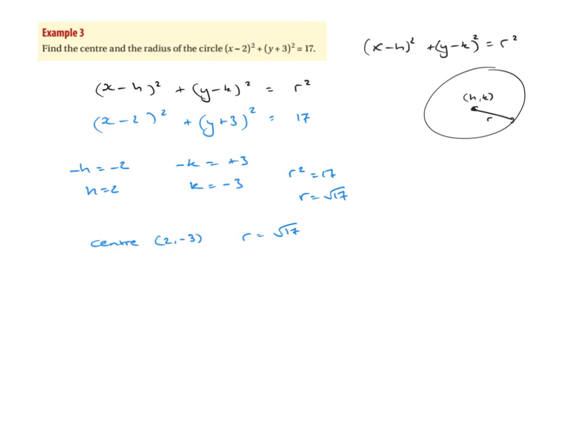Now the easy way, again, to look at this is, whatever this is, so we've got x minus 2, all we do is we just change the sign. So you can see here that x minus 2, change the sign, so my x value is 2, y plus 3, change the sign, minus 3, and then take the square root of that, and we're done.